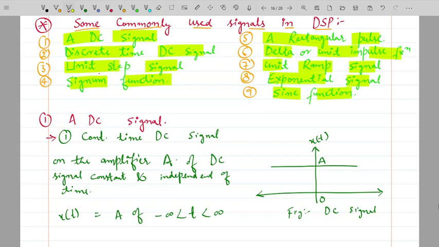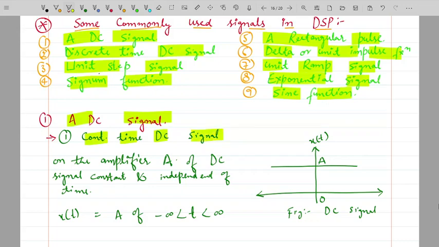So what is a DC signal basically? We all know a DC signal is a direct current signal, or simply a flat signal that has the same amplitude. A DC signal has two types. First one is the continuous DC signal, second one is the discrete DC signal. First we will discuss the continuous time direct current signal.